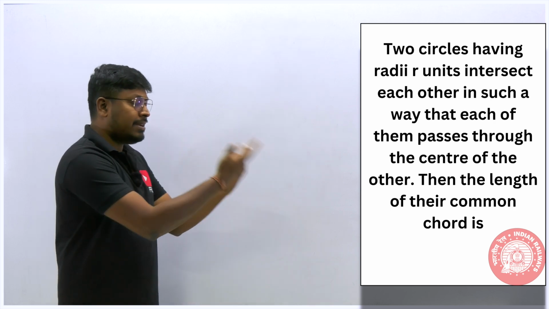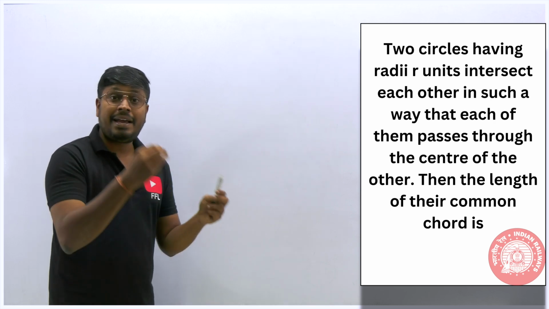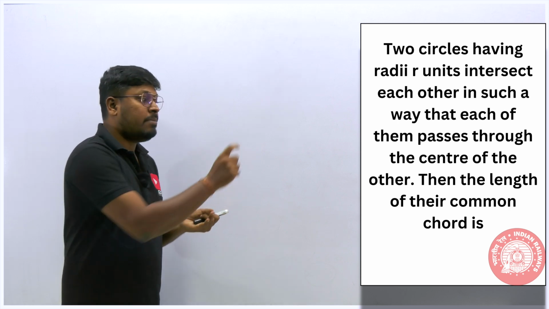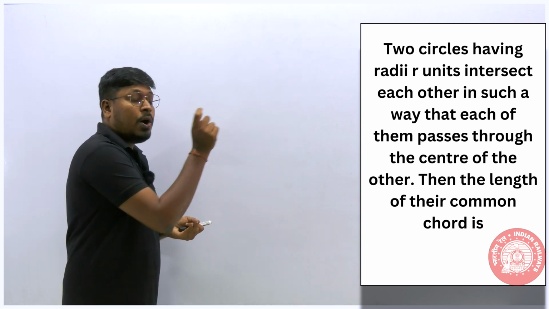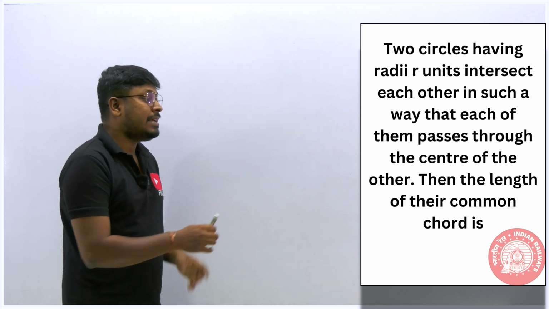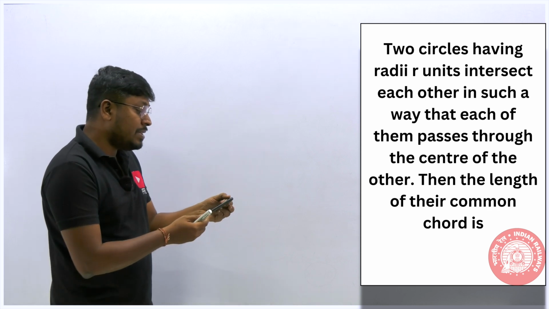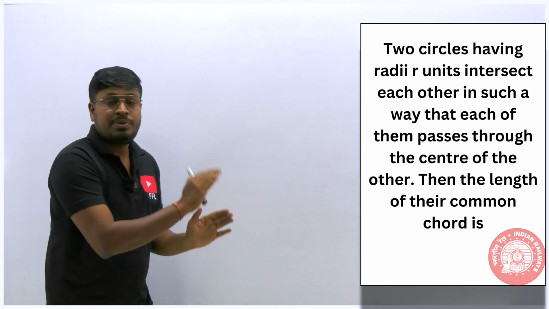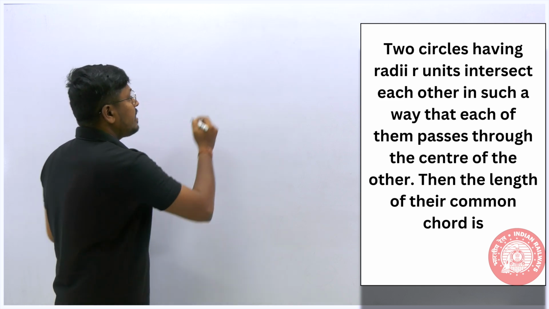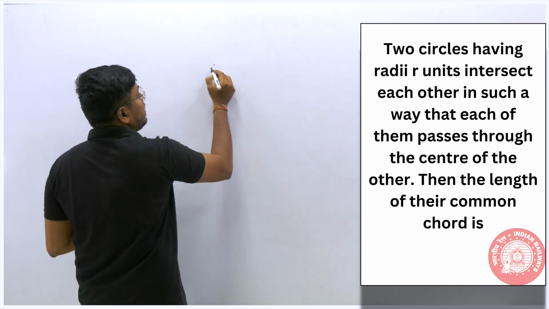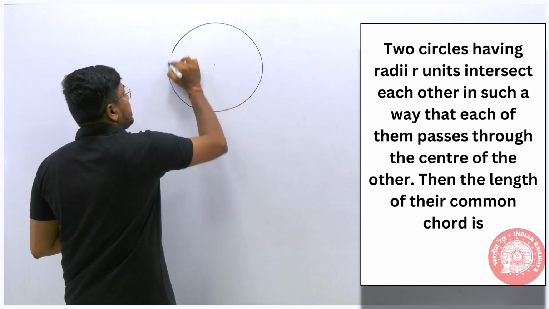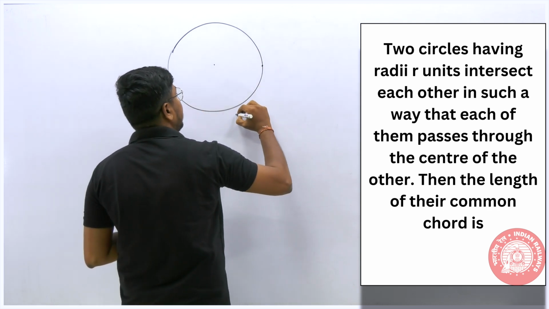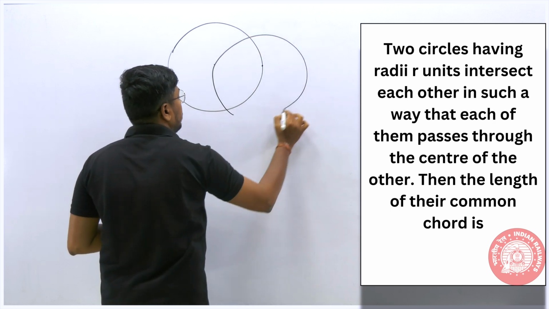Other than that, they didn't give you anything in the question, but they have given some important notes here. Two circles intersect each other, and both circles have radius r. How do both circles intersect? In such a way that they pass through the center, right? Just listen to the words carefully: each of them passes through the center of the other. That means first we can draw one circle here, with its center point, right? So we can draw one circle here, and the second circle's center point will be this, right?